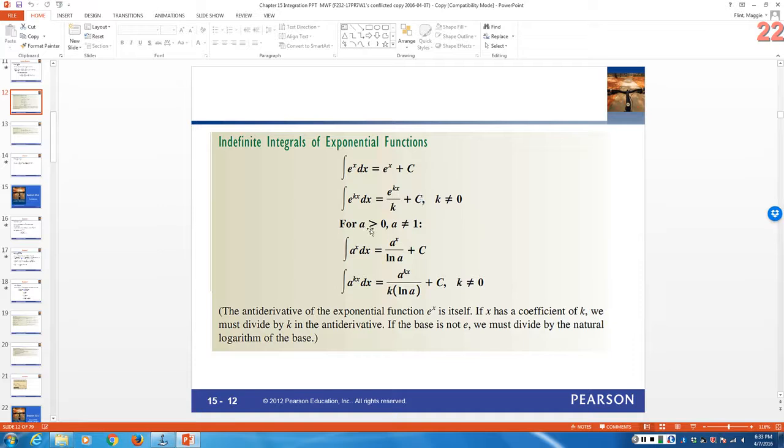Now, for any number a that's positive and not 1, it has to be greater than 0 and it cannot be 1. It can be a fraction or it has to be bigger than 1. Then a raised to some power, if you do the integral, goes back to being a to the x over the natural log of a. And if you look back at your derivative rules, you'll see that it's just a reversal.